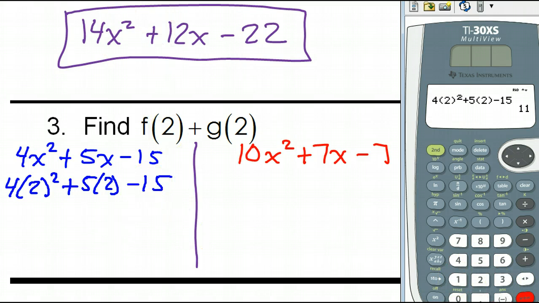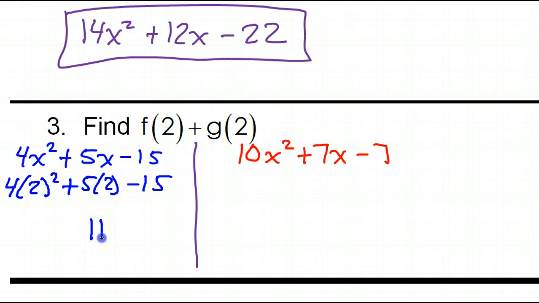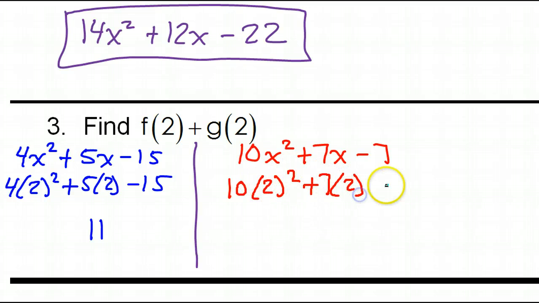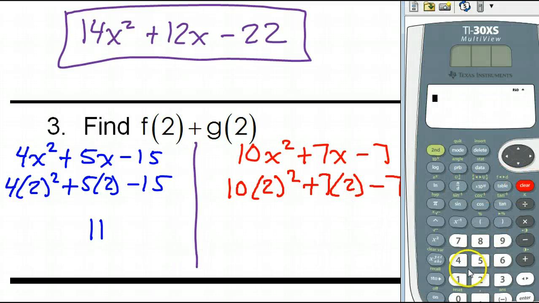So that's 11. Okay, and let's do the same thing with function g. So I'm going to have 10 times 2 squared plus 7 times 2 minus 7. Again, let's use our calculator. So 10 times 2 squared plus 7 times 2 minus 7. That is 47.